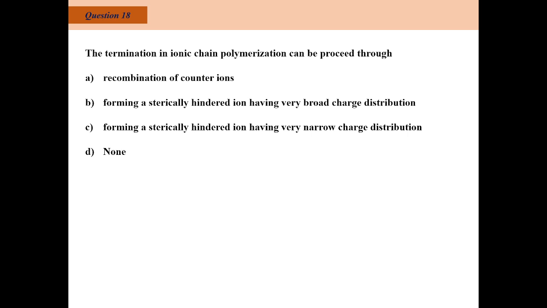Actually, there are two correct answers in this: the first one and the second one. Forming a sterically hindered ion having a very broad charge distribution. So these two can act as a termination to an ionic chain polymerization.